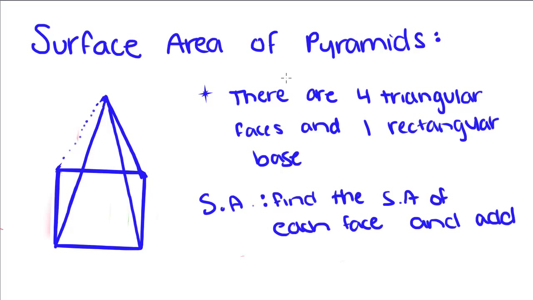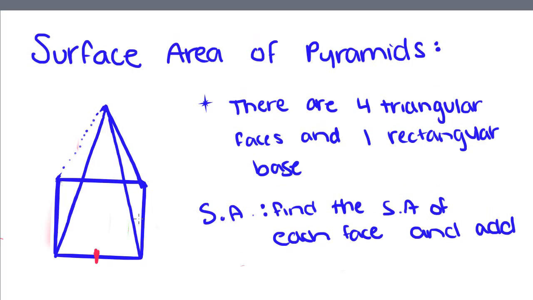Okay, so today we're going to talk about surface area of a pyramid. A pyramid is a three-dimensional object with four triangular faces and one rectangular base. Now, for the formula we're going to use, this rectangular base is always going to be a square. So this is congruent to this side.